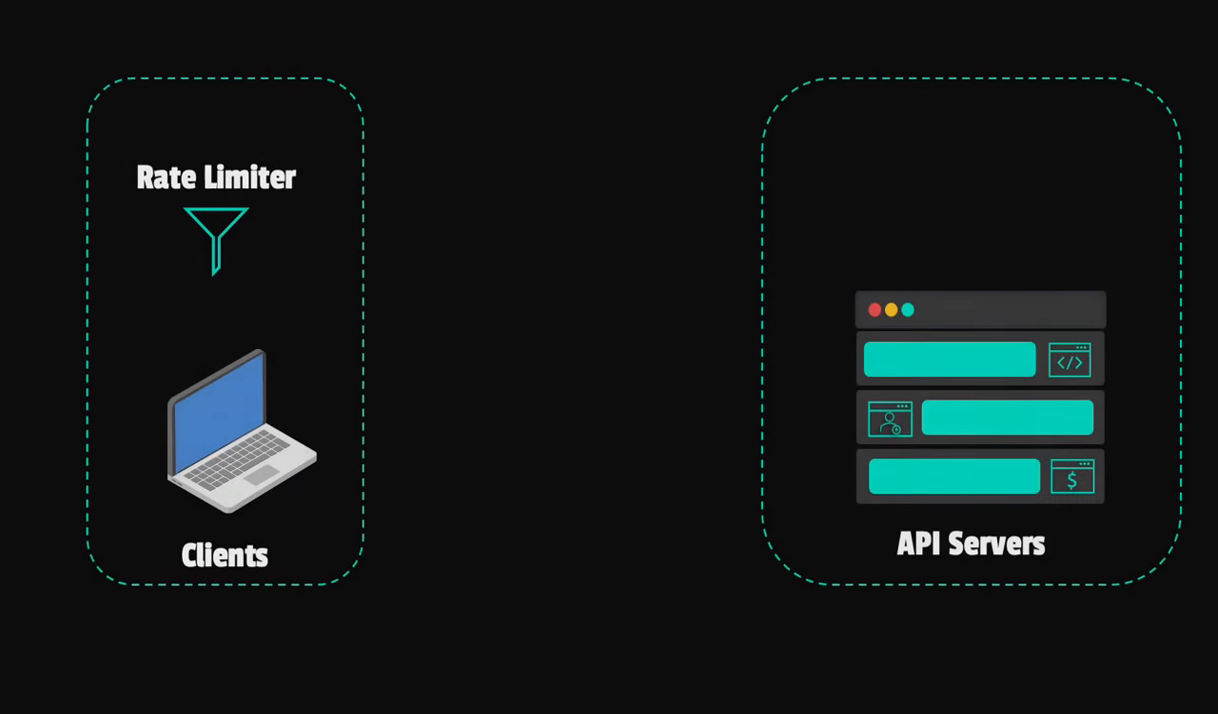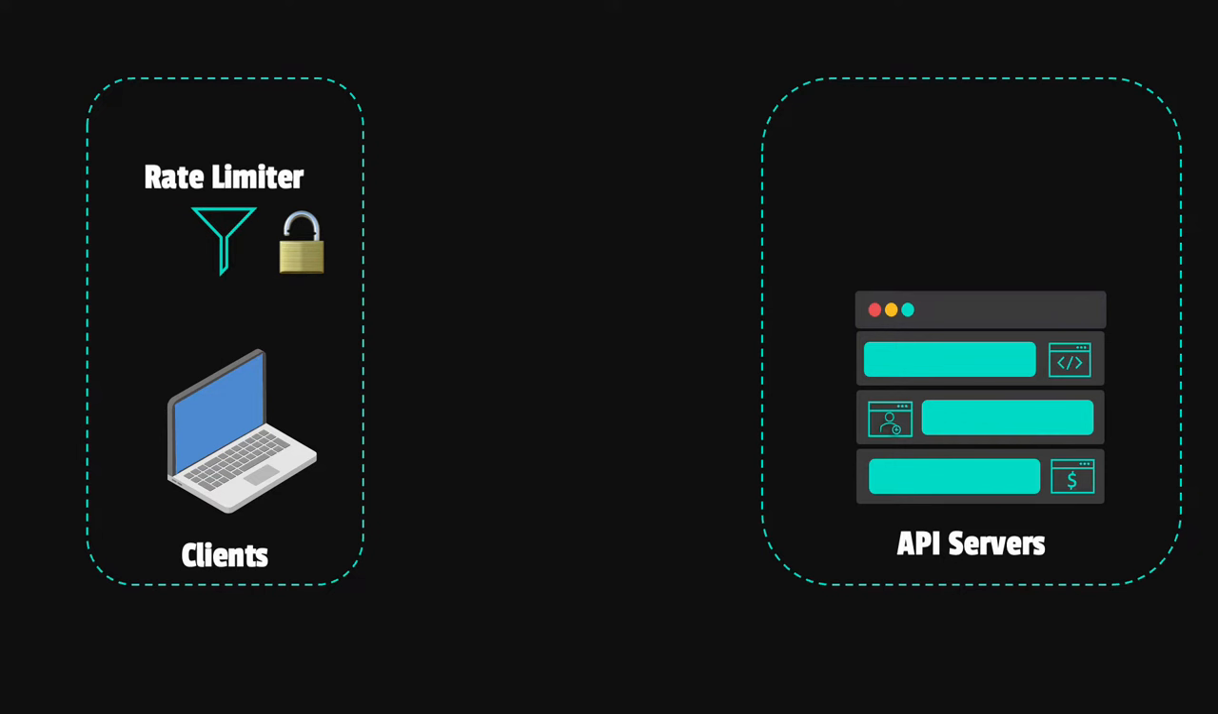There are three kinds of rate limiting based on where we place them. We have client-side rate limiting. However, when the implementation is placed on the client, it's fairly easy to change it and modify its behavior. Therefore, it's unreliable to enforce the rate limiting system on the client.